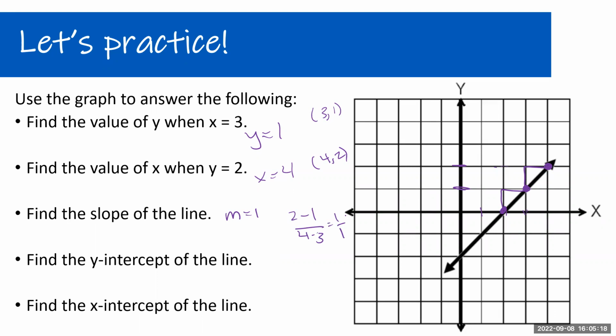What about the y-intercept of the line? The y-intercept of the line is where it hits this y vertical axis. It's going to be right here. That's going to be at y equals -2. And the x-intercept is right here, where it hits that horizontal line. And that's at +2. So that's going to be at x equals 2. If we want to write coordinates here, we could write 0, -2, and 2, 0, whichever way you prefer.